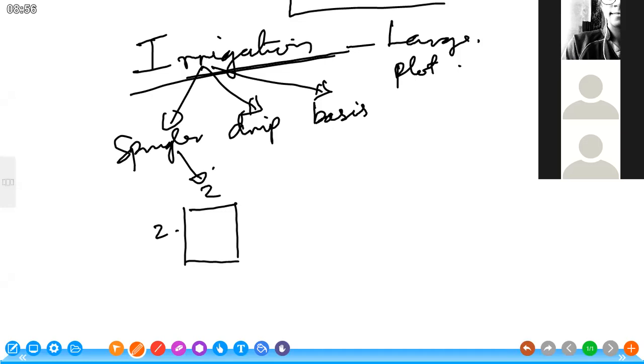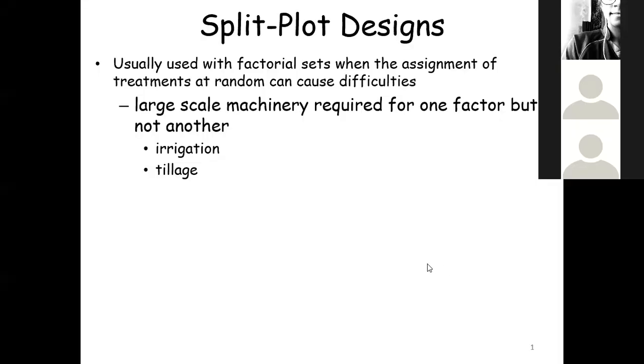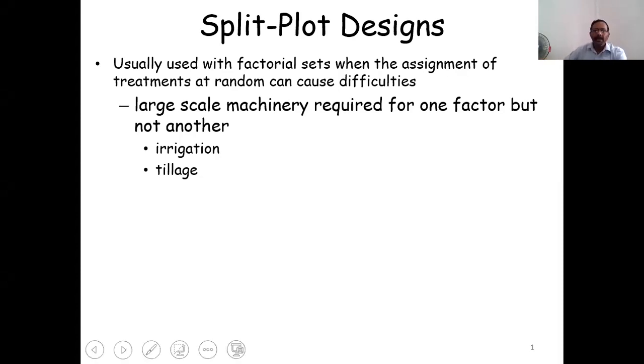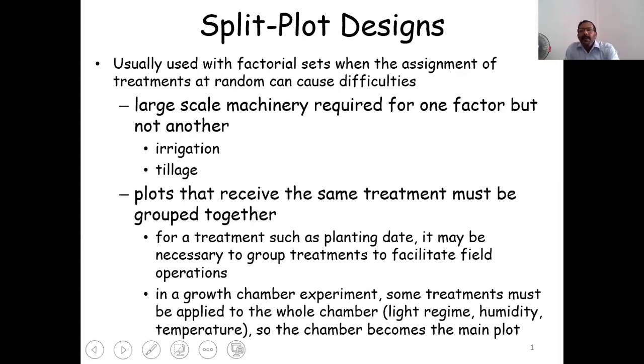So that is why we have different plot sizes. Some factors need a small plot size, some factors need a large plot size. Can you see the screen? Yes, sir. Right. Factors like irrigation and tillage need a large plot size, so we need to go for large plots. But plots that receive the same treatment must be grouped together.